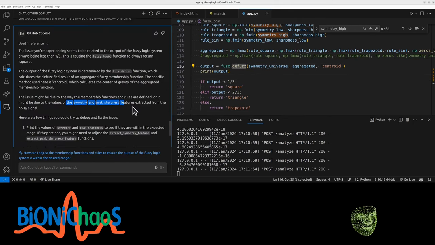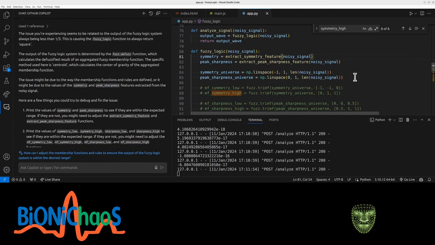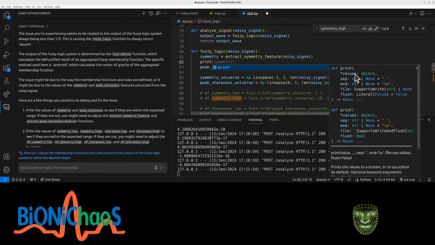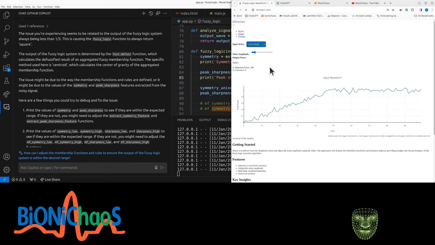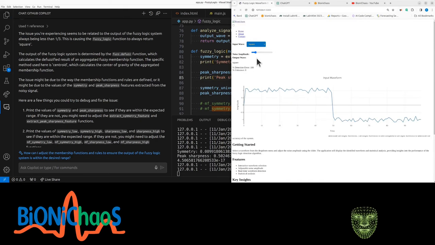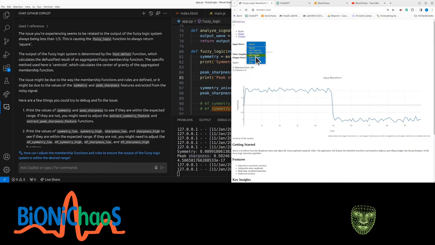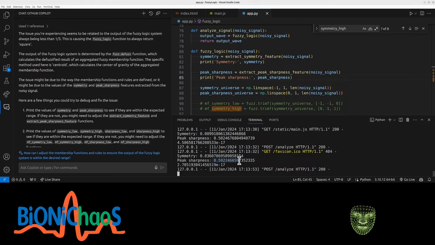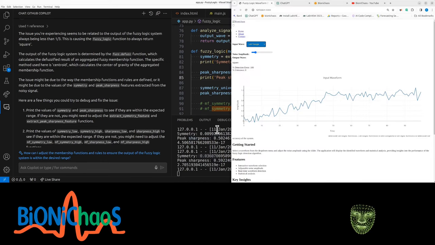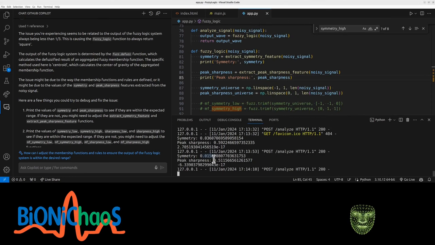Yeah, we have to go back to how the features are extracted from the signal. Let's print those numbers for troubleshooting. The default is square. Okay, so peak sharpness kind of makes sense. Symmetry is way too low. For a left triangle the peak sharpness should be higher. Yeah, it's higher, but not by much. Then symmetry remains low. Sine symmetry is even lower. Sharpness is low. Yeah, those numbers are not changing much.